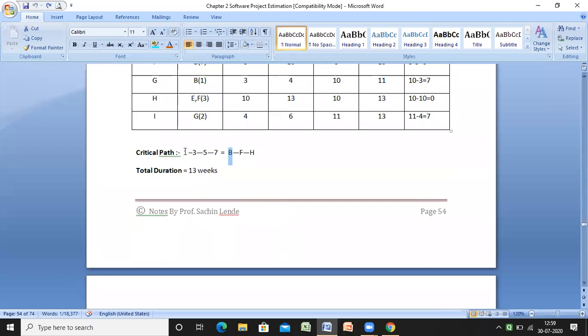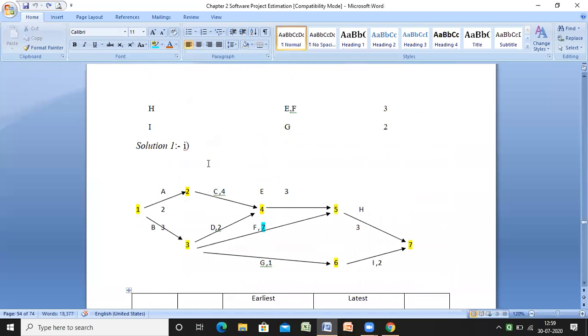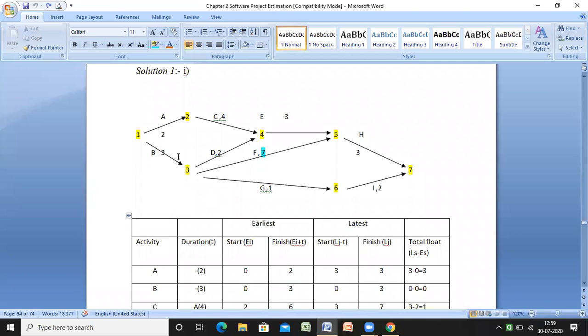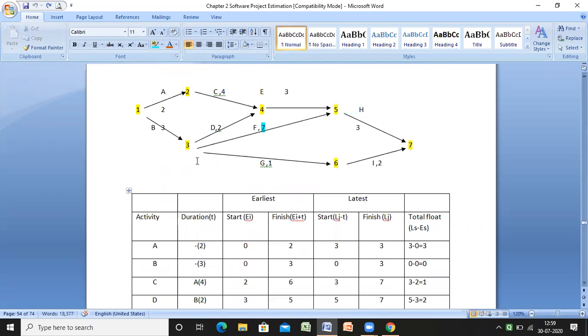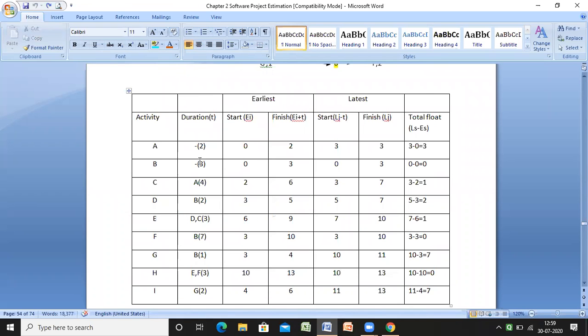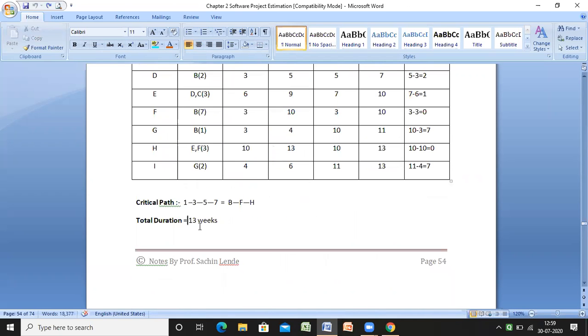So what are the nodes? 1, 3, 5 and 7. This is the complete path. And how many weeks are calculated? Obviously 3 plus 7 plus 3, that means 13 weeks. So I get the critical path as B, F, H and the total duration is 13 weeks.